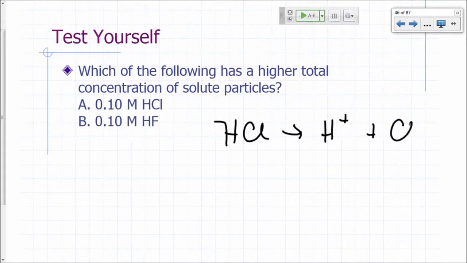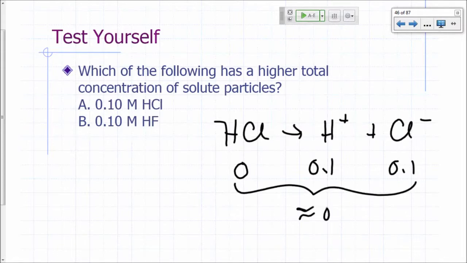It's a strong acid. It's completely ionized. So you're going to get 0.1 moles per liter of H plus and 0.1 moles of chloride. How much HCl would you have left? Hardly any. So the total would be approximately 0.2 moles per liter.